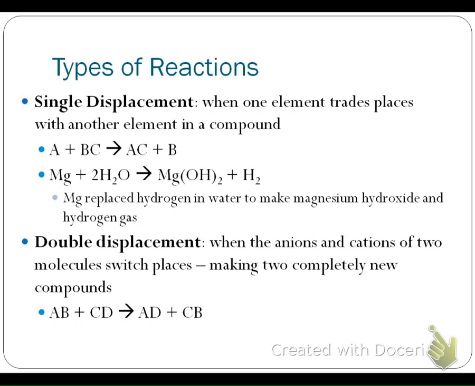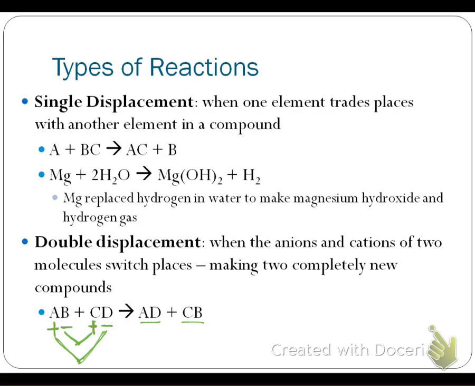Remember that in all chemical formulas, we list the cation first. Sodium chloride, magnesium oxide. So this would be the cation, this would be the anion. When we switch places, it makes sense that this cation will go with that anion and this anion will go with that cation. So we get AD plus C and B. That order will always be the same. There will always be a cation listed first, then an anion. In a double displacement reaction, they will combine just like that.